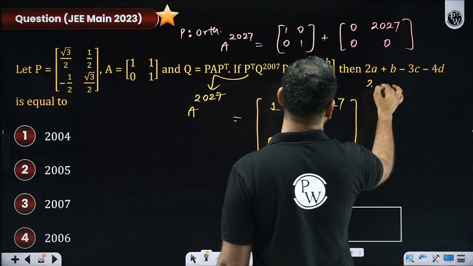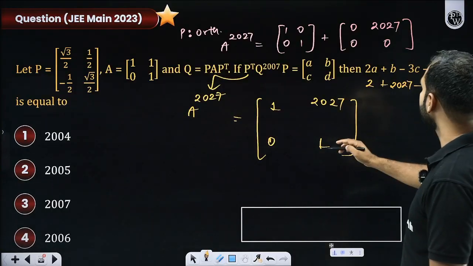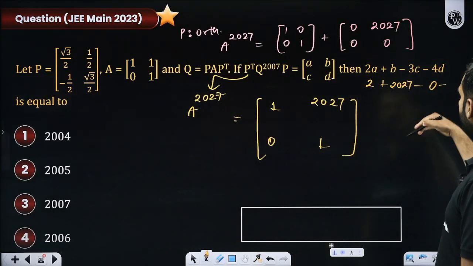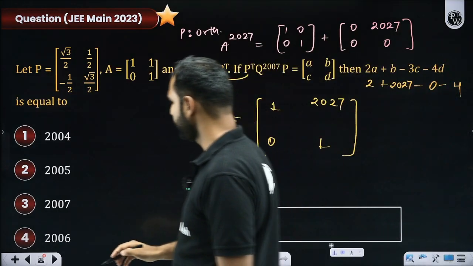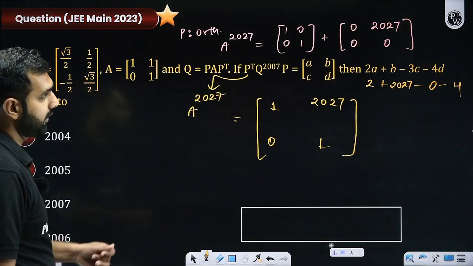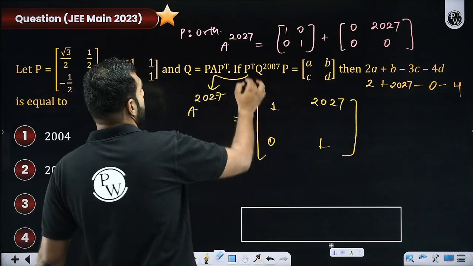So 2a will be 2 plus b. b is 2027 minus 3c. c is 0, so this is 0 minus 4d. So d is 1, so this is 4. So this is minus 2. So 2025. Oh my God. Did I make any mistake? It is not 2027, right? I'm really sorry.